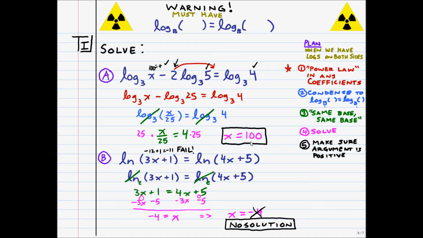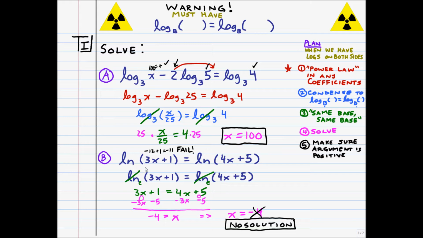Second equation, letter B. So we're going to look at it. ln of 3x plus 1 equals ln of 4x plus 5. Right away you can see that we've got two steps that we can immediately skip. We don't have any power laws because there's nothing in front here, except for those two dots. I just put them there though.